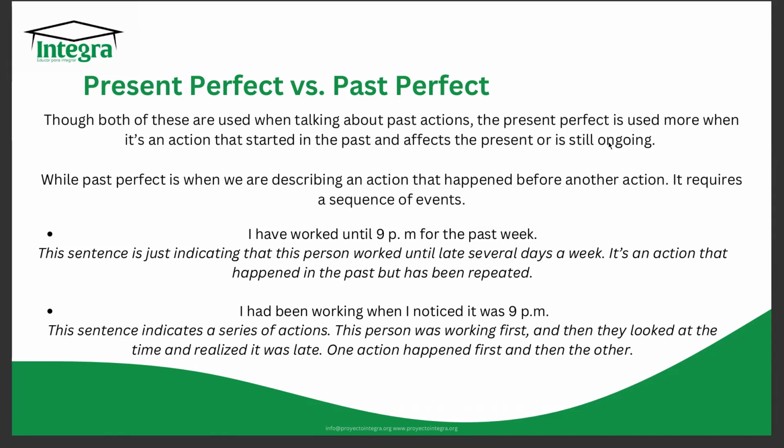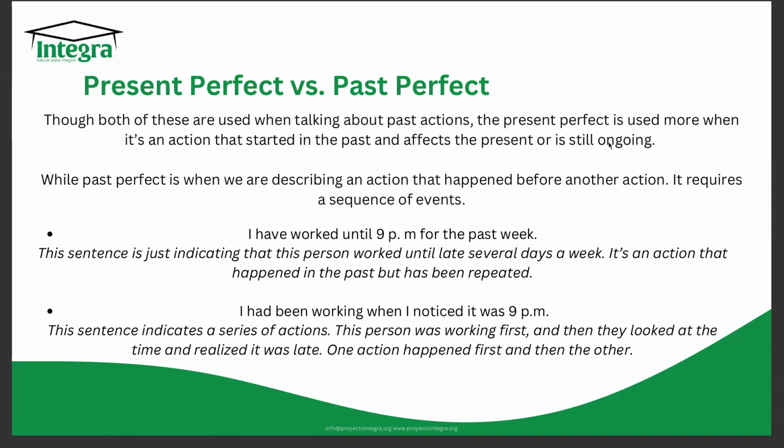this sentence says, I have worked until 9 p.m. for the past week. So this one is just indicating that this person worked until late several days a week. So this is not necessarily currently happening, meaning this person is not necessarily working right now. So it happened in the past, but it's something that continues happening and that will probably happen in the future. So it's something that affects the present, and that's what we use present perfect. The next sentence goes, I had been working when I noticed it was 9 p.m.